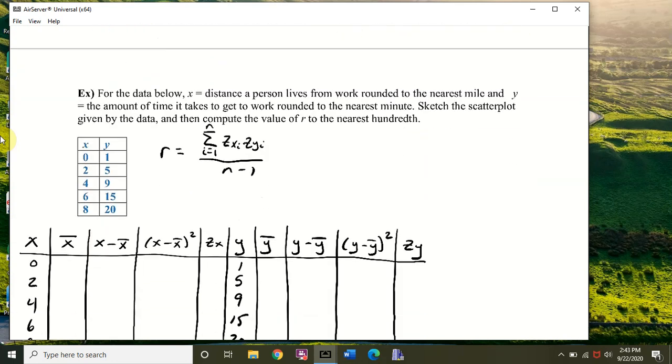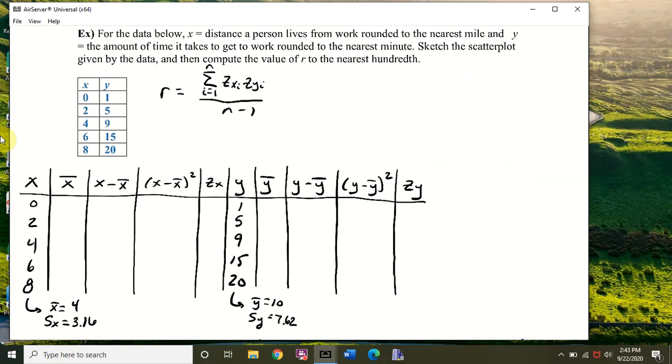Now, let me show you how this works, okay? I kind of got this set up, the first one to do by hand, just to show you how this actually works. So for the data below, let x equal the distance a person lives from work rounded to the nearest mile, and let y equal the amount of time it takes to get to work rounded to the nearest minute, okay? And I have a sample of 5 employees. We're going to sketch the scatter plot and then compute the value of r to the nearest hundredth. So basically we have one person who lives very close to work, less than a half a mile away, and it takes them about a minute to get to work. Person lives 2 miles away, it takes about 5 minutes, 4 miles, 9 minutes, so on and so forth, okay?